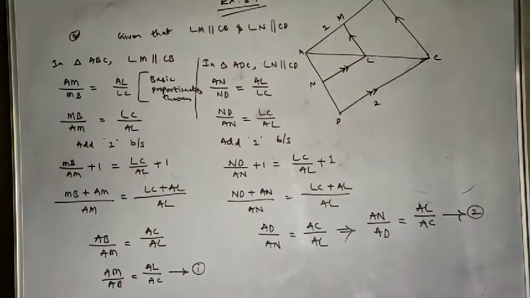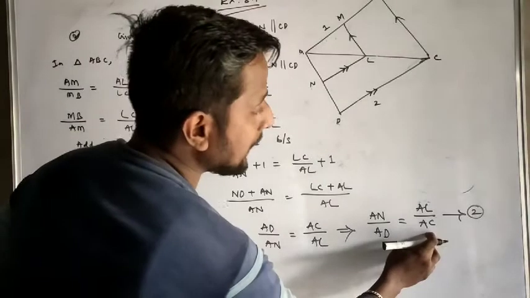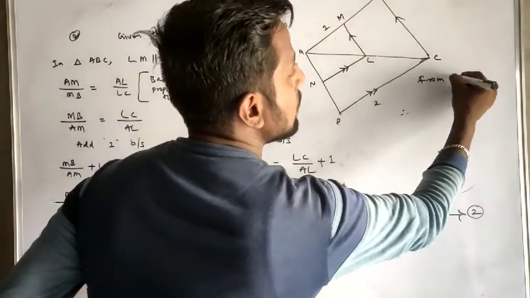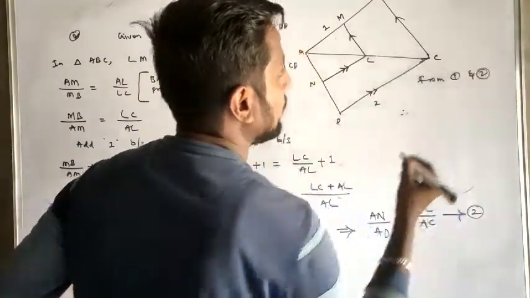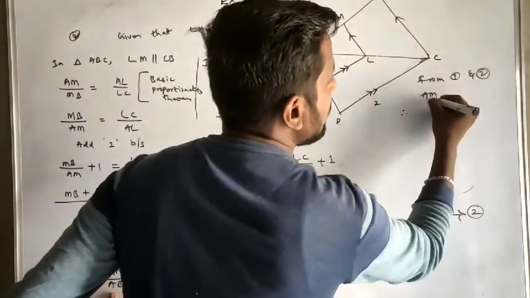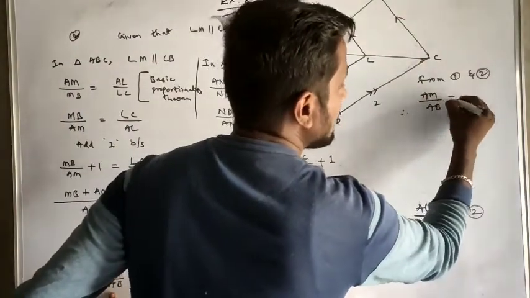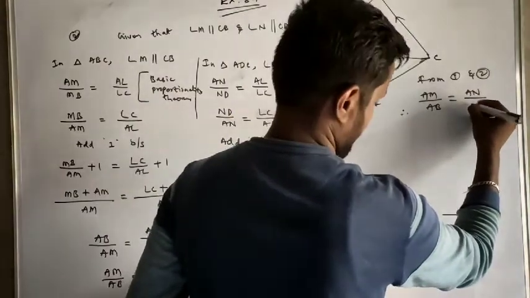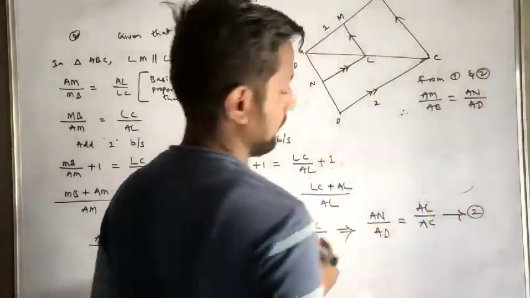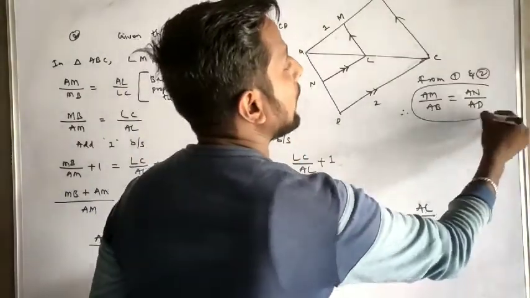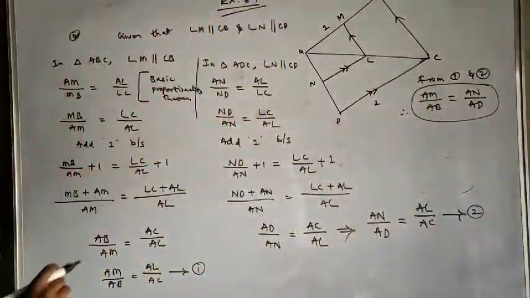Now compare 1 and 2. Look at AL by AC, AL by AC. So therefore, from 1 and 2, we'll write AM by AB is equal to AN by AD. So that is what was required to show. It is our required proof.